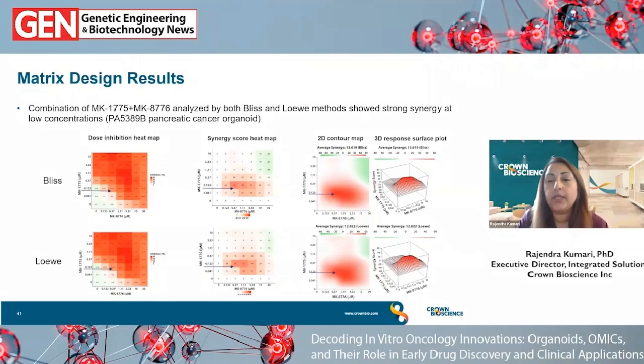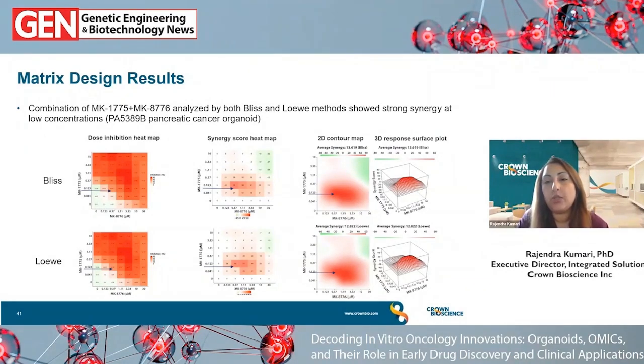Now, in the middle, the synergy score that has been created by the 2 different mathematical models is shown in that middle diagram, where the similarities between the methods can be observed, and the red shows the synergy intensity, and then the low or antagonistic score is shown in the green. The synergy score can also be represented as either that 2D contour map or also a 3D response surface plot, which is shown on the right.